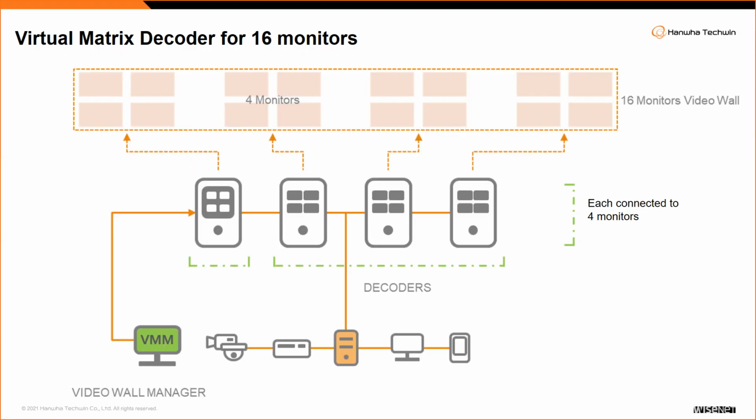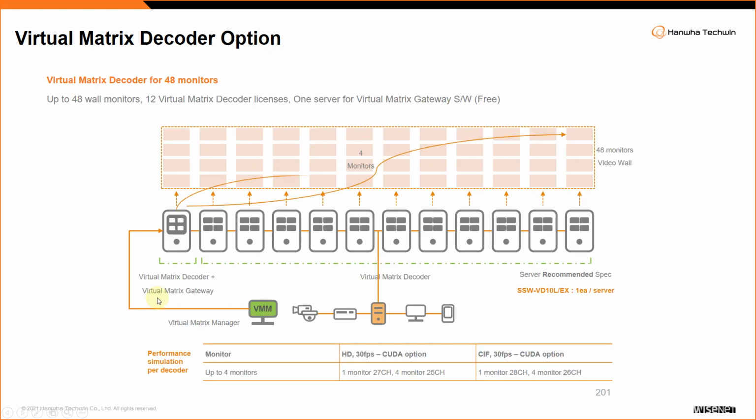Because just like with NVRs, when you have too many NVRs and too many cameras, you need a VMS. In the same way, when you have too many monitors, let's say 16 monitors in this project, then it's good if you have one video wall manager, which will control what cameras and what layout will be displayed on each monitor. Otherwise, you will have 12 keyboards and 12 mice. You need to go to that specific keyboard and mouse, or you have to have another hardware to manage all this.